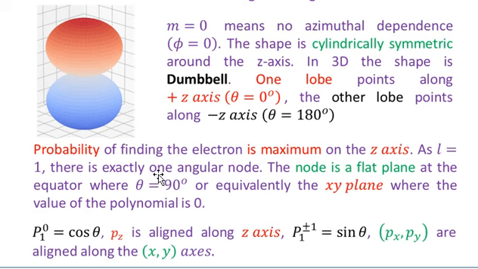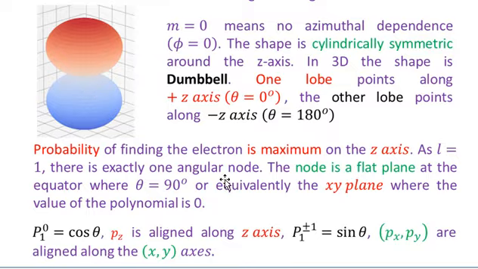As l is equal to 1, there is exactly one angular node. The node is a flat plane at the equator. So you see that this is the direction that I have shown along the z direction. So where is the equator? The equator actually passes between the two lobes. The equator is a plane which contains both the x-axis and y-axis. So this plane contains both the x-axis and y-axis, called the equator plane, and it passes through the center of these two lobes perpendicularly, because the z-axis is perpendicular to both the x-axis and y-axis. So the xy plane is passing through the center.